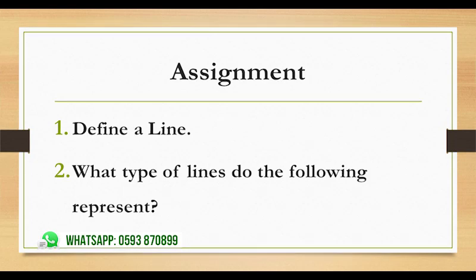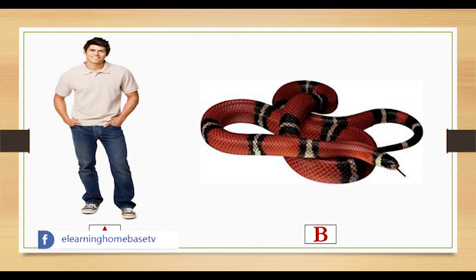Assignment number 1. Define a line. Number 2. What type of lines do the following represent? Now let's look at the pictures. We have a man, then an animal. They are all representing types of lines.